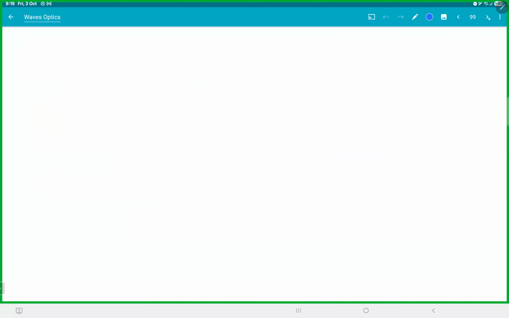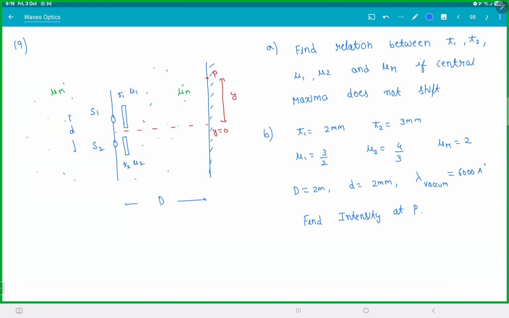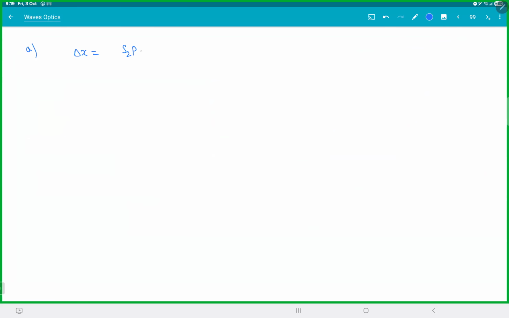Let's see the first one. This is how I do it. There is actually another faster way to do it. I'll show you normally how I do it. First, the path difference, so the light is going from S2 to P and S1 to P. Like literally what I derived, I'll write the whole thing again. S2P plus T2, you're going through a slab, so mu2 by mu medium minus 1. This is the light ray from the bottom. S1P plus T1 mu1 by mu medium minus 1. This is the path difference. S2P minus S1P will be nothing but dy by capital D.